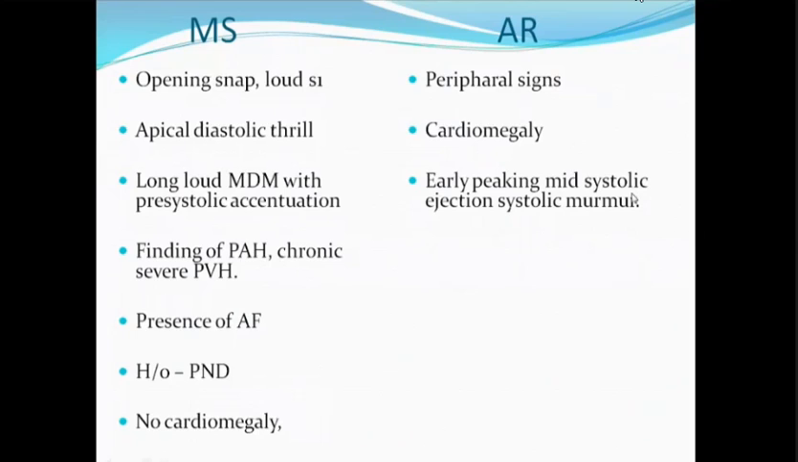And if there are more peripheral signs of aortic regurgitation, cardiomegaly, and an early peaking, mid systolic ejection systolic murmur, then in these patients aortic regurgitation is more predominant in the combined lesion.